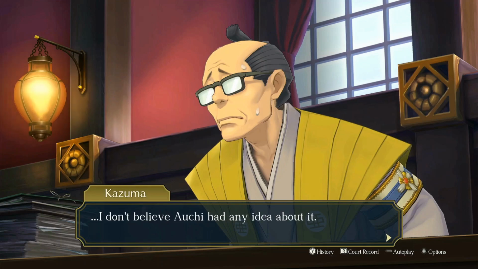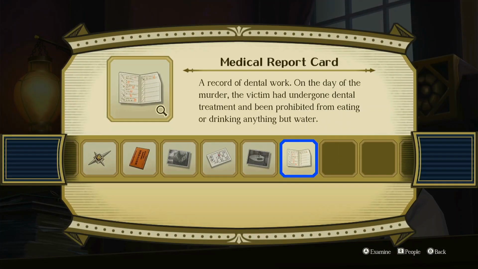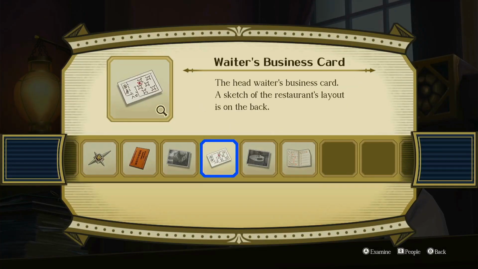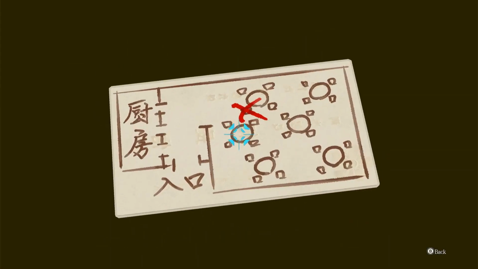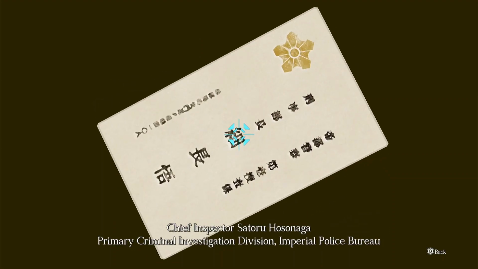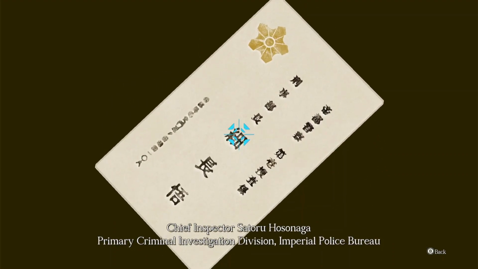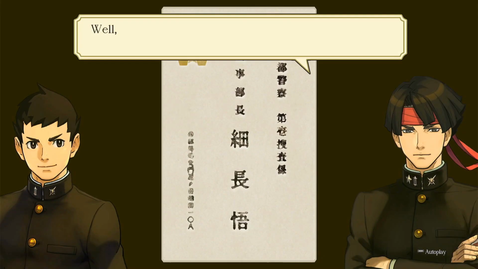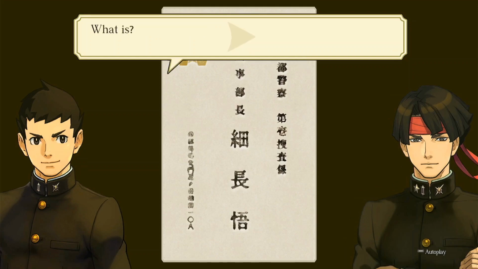Ryunosuke, judging from the way they're reacting to this, I'd say they were sworn to silence by someone with considerable influence. However, I don't believe Ouchi had any idea about it. And this is where something special comes into play. Ever since we were able to examine that medical report card, we were also able to examine the waiter's business card. And if we flip this over, we find that Satoru Hosonaga is actually a police inspector. Someone with a lot of influence that would be able to, for example, force witnesses to perjure their statements, to lie.